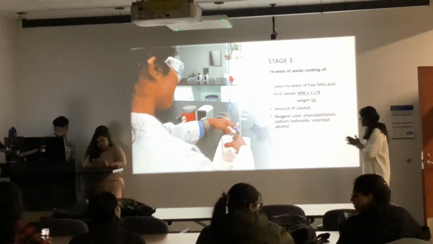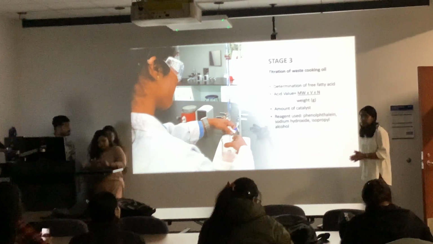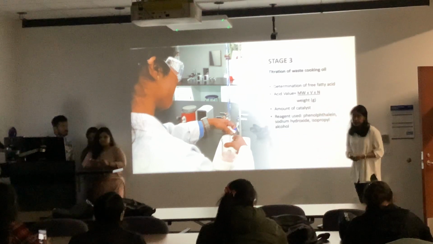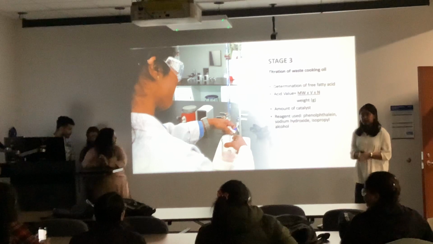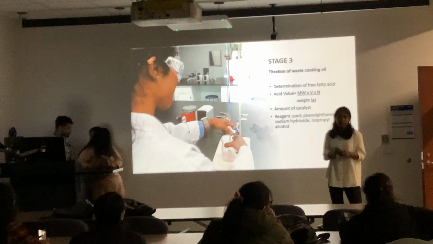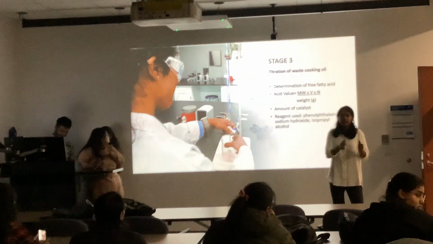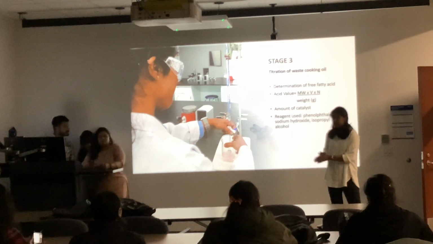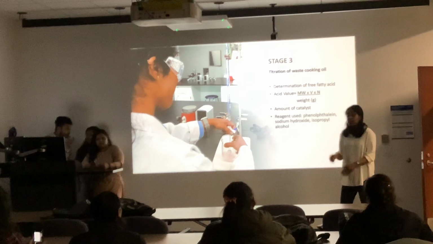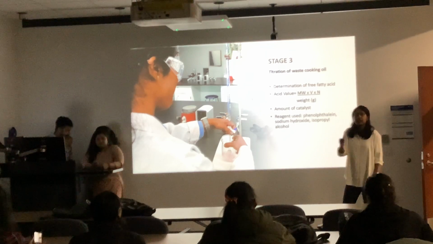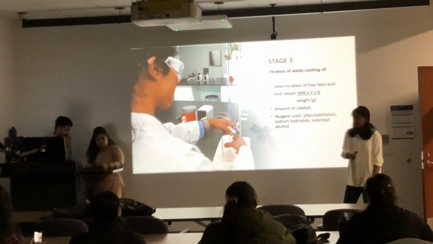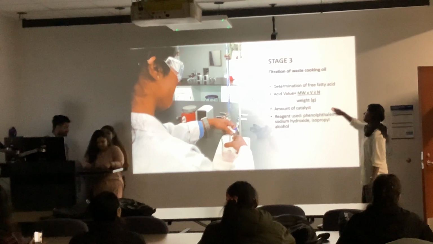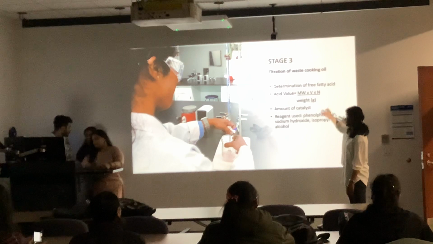Stage number 3 is the titration of waste cooking oil. Here we found the free fatty acid content, which might lead to saponification reactions, because the free fatty acid reacts with the catalyst, the NaOH that we have used over here, and forms soaps, which will reduce the yield of biodiesel. So we found the free fatty acid content by the equation, as you can see on this.